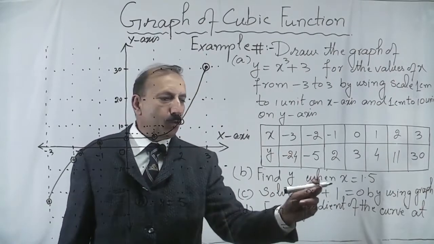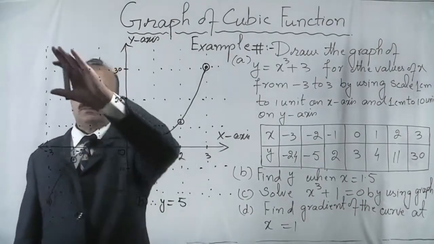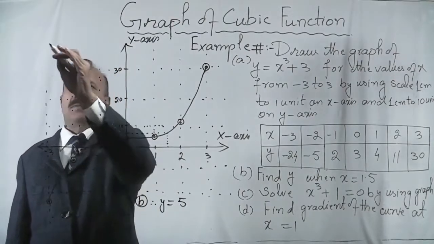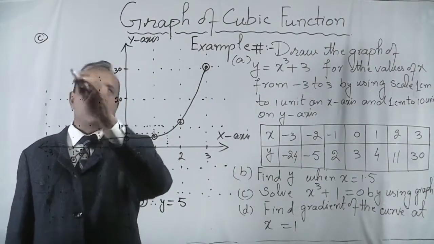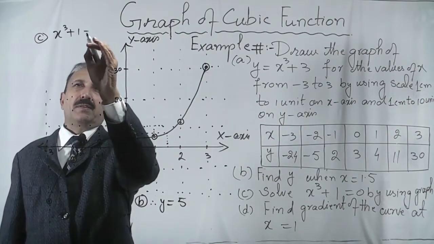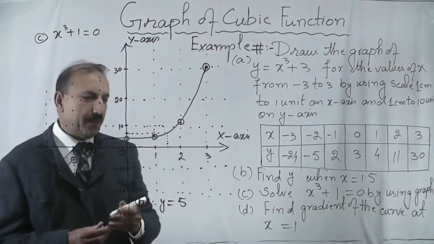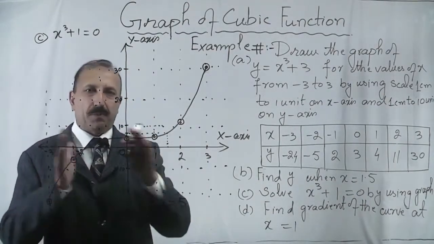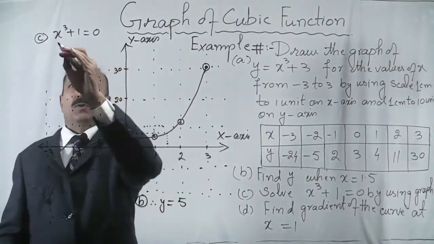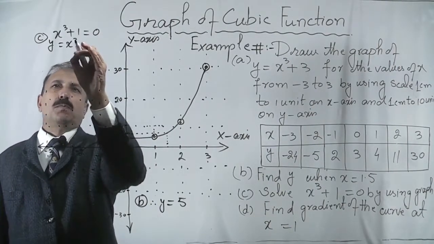Solve x cube plus 1 is equal to 0. How can we solve it? Let's check it out. This is part C. We are given x cube plus 1 that we are supposed to solve with the help of the graph. As I made you understand, in a quadratic function it's the same process. We will write the function whose graph we have drawn below this equation: y equals x cube plus 3.